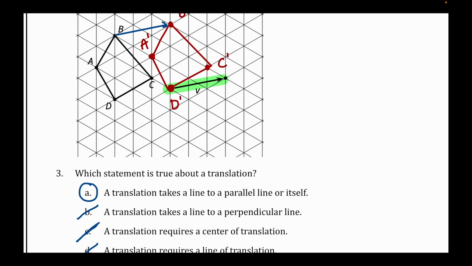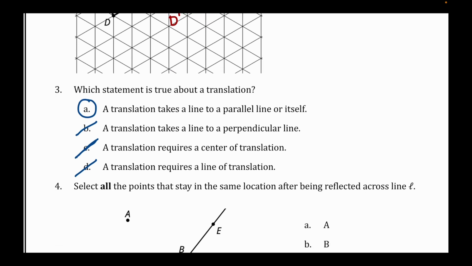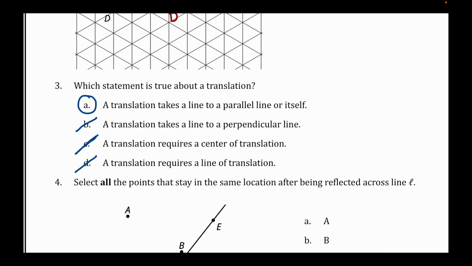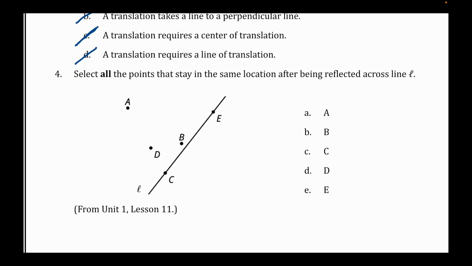So on all of our shapes up here, these segments are all parallel. So this right here has our same slope as this piece here. And so they're parallel. So it will take a line to a parallel line or to itself. All right, let's look at question 4.